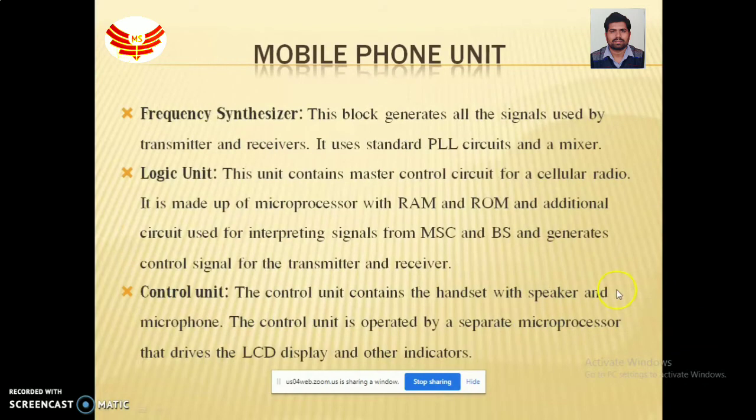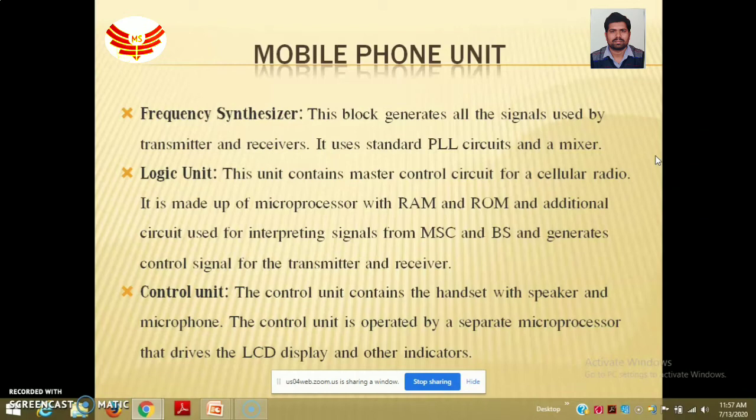Okay, so the next block is the frequency synthesizer. This block generates all the signals used by the transmitter and receiver. The transmitter shoulders the responsibility of transmitting the voice signal, while the receiver receives the signal, down-converts it and demodulates it to produce the voice signal. That is the function of the frequency synthesizer. It uses a standard PLL circuit and mixer. The long form of PLL is phase locked loop.